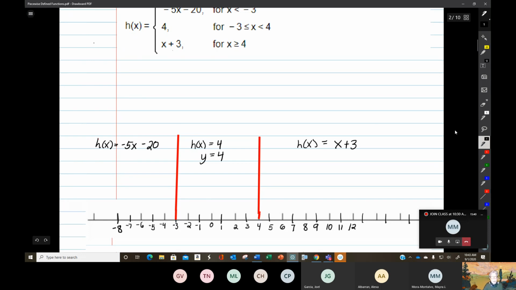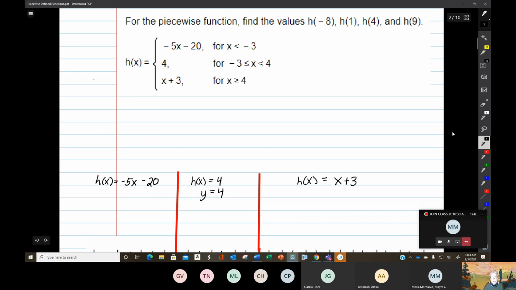Okay. So we're being asked: if x equals negative 8, what is h of x? If x equals 1, what is h of x? What is h of 1? If x equals 4, what is h of 4? And if x equals 9, what is h of 9?